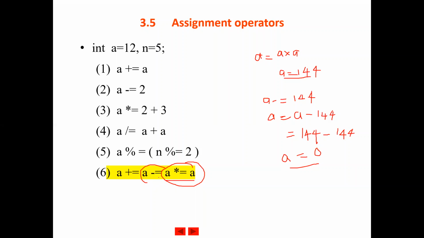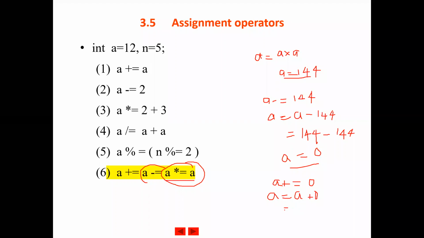Now we are going to substitute the value of A and then expand the shorthand assignment. So now the remaining part is A plus equal to whatever we got here, that is 0, right? So when we expand this, you will be getting A equal to A plus 0. I am expanding the shorthand assignment, right? So what is the value of A?